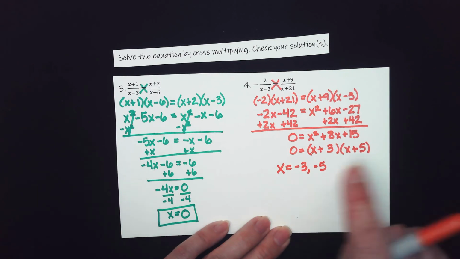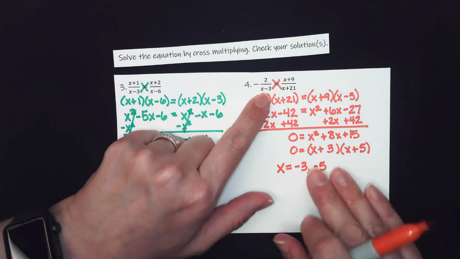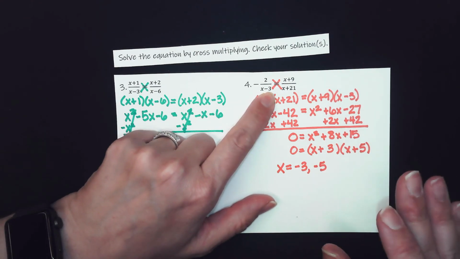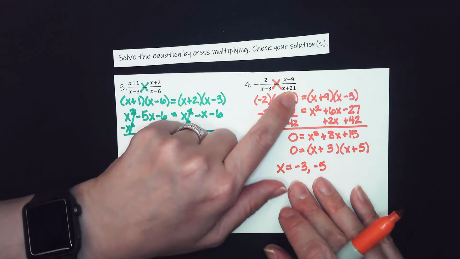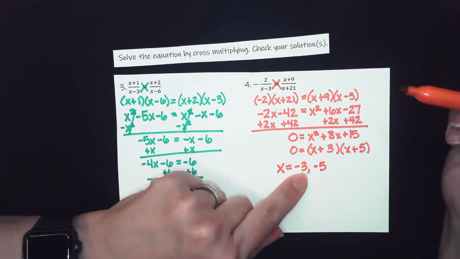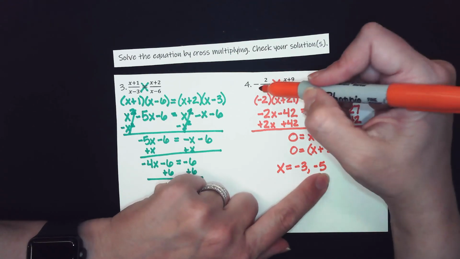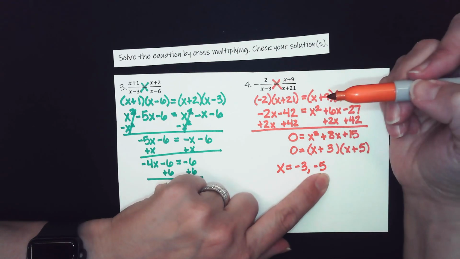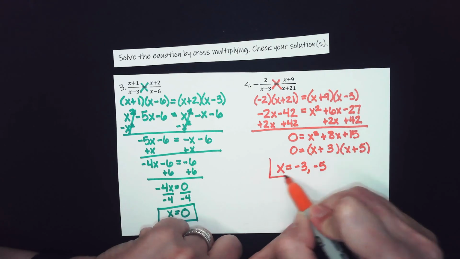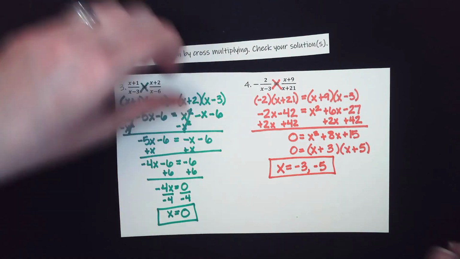Okay? Let's see if both of these work. All right. So if I plug in, I'm just going to do the negative 3 first. Negative 3 minus 3 is negative 6. So that did not become 0. We're good so far. Negative 3 plus 21 is 18. So negative 3 totally works. It didn't make either denominator a 0. Negative 5 minus 3 is negative 8. Negative 5 plus 21 is 16. So neither one of those made our denominator 0. So those do stay our solutions.